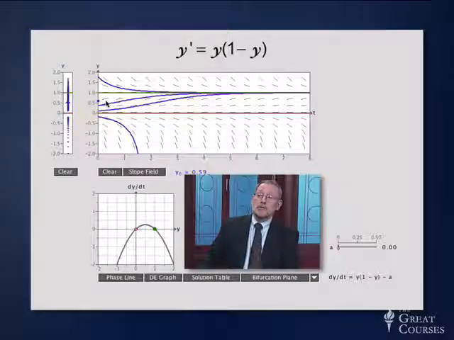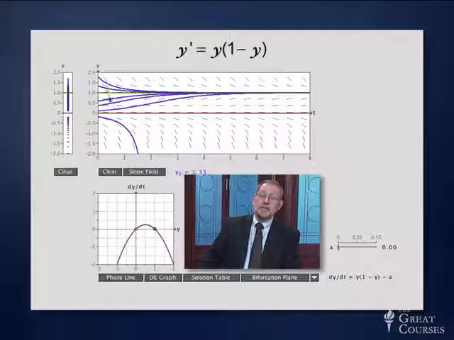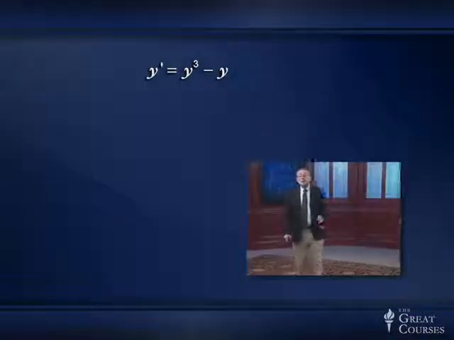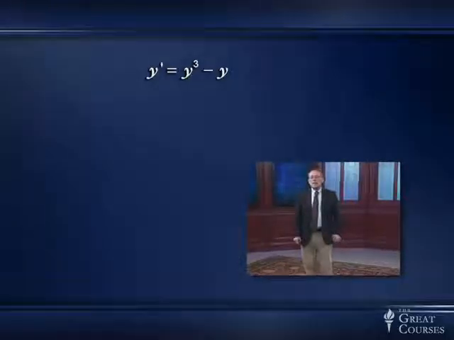Solutions between the equilibrium points must always increase. Solutions above y equals 1 must always decrease. And same thing below y equals 0. The first derivative test tells us everything. One more example. How about y prime is y cubed minus y?